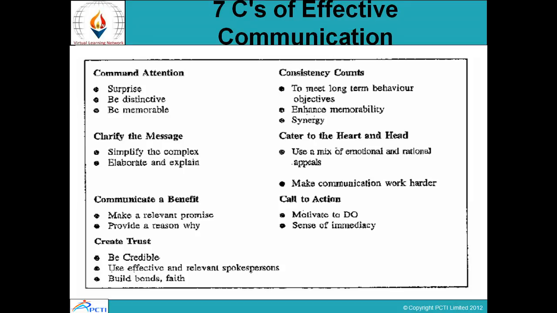Next is clarify the message. It is true, one of the fundamental tools of communication is to make your thought clear. Whatever message you want to communicate to the other party, it should be clear. In terms of simplicity, there should not be any complex message that creates a kind of redundancy.